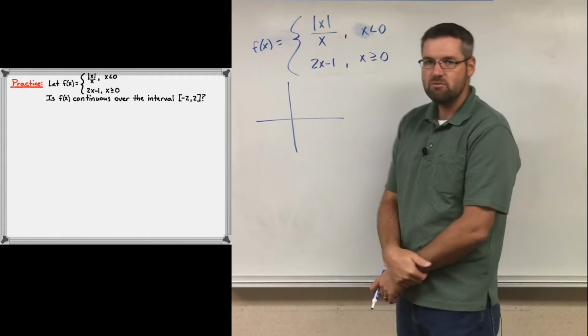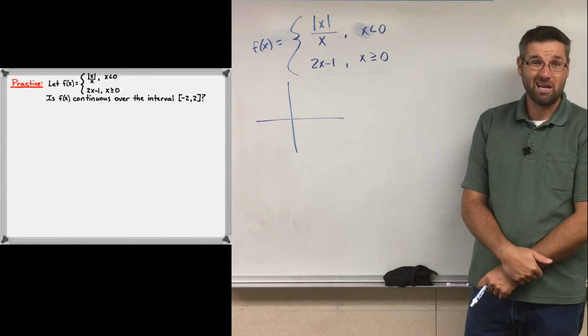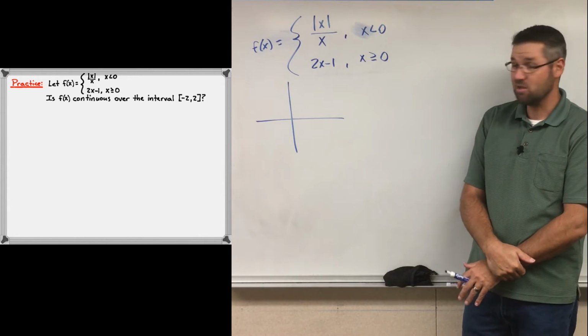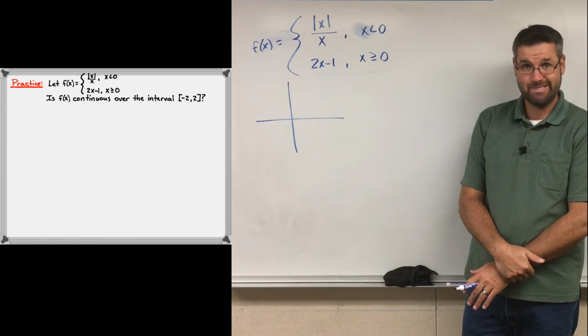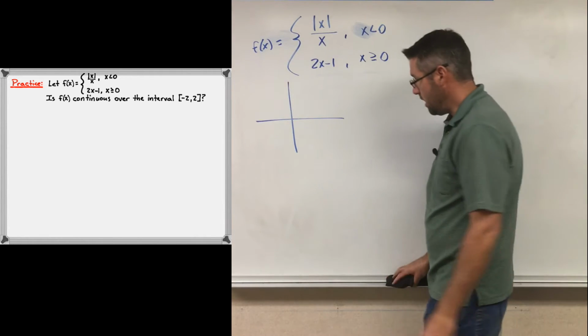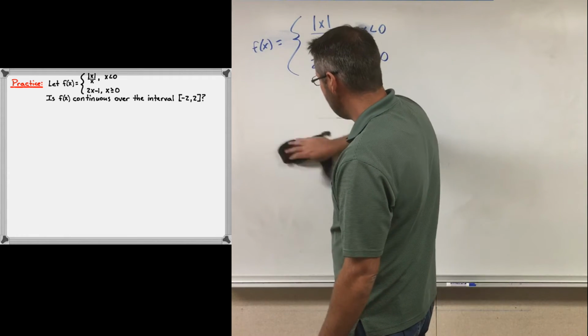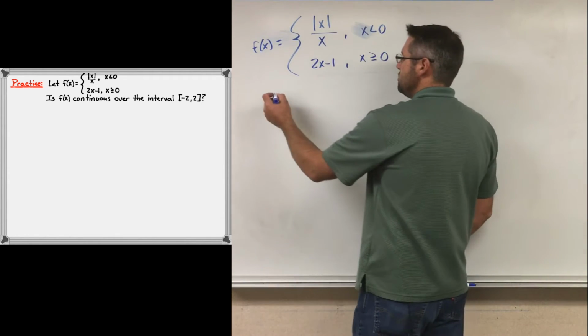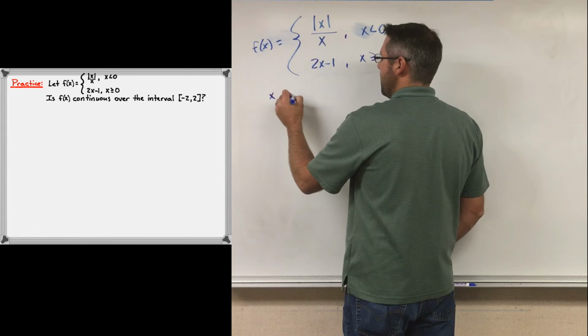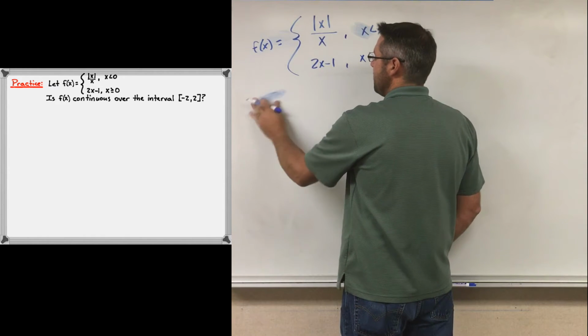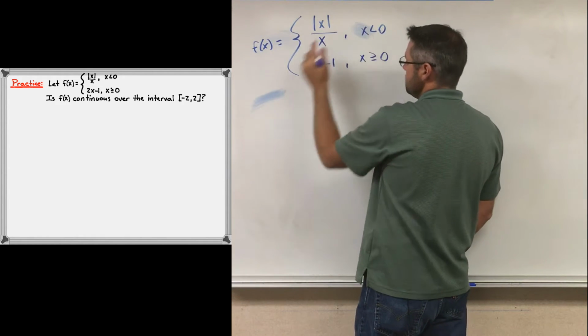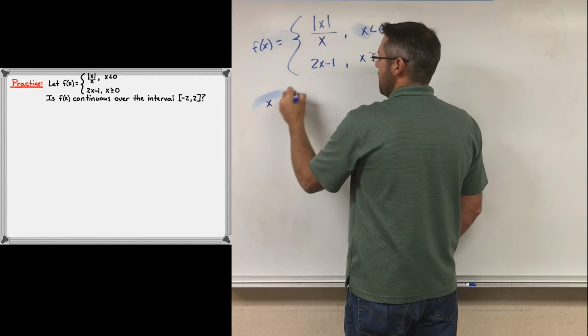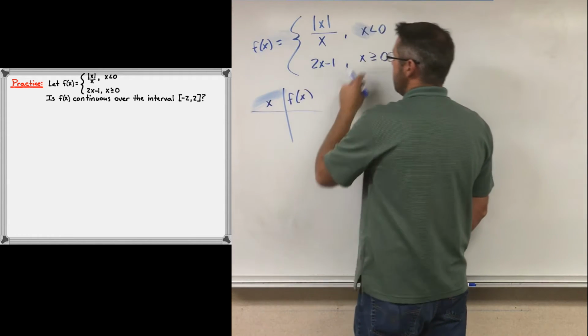What does the absolute value of x over x look like? I don't know. You probably don't know, do you? Well, it's pretty logical, I think, but let's go ahead and do a table just to get an idea. We want to pick values that are to the left of 0.